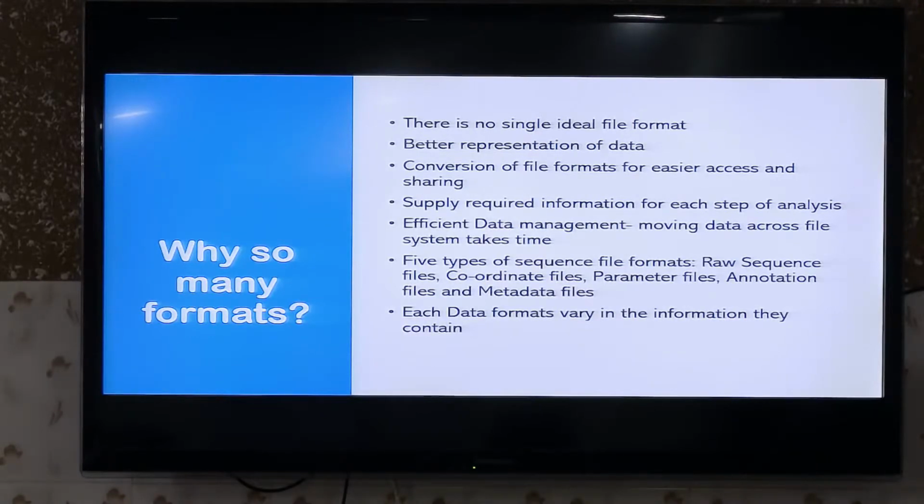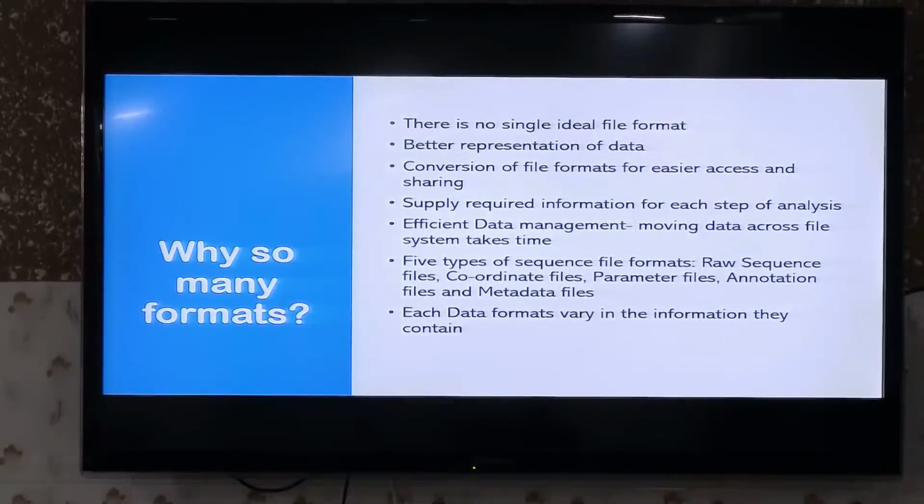So on the basis of type, we categorize them into 5 file formats. That is raw files, coordinates files, parameter files, annotation files, and metadata files. You all know what we have generated from the instrument, the next generation sequencing machine, that is our raw sequencing. Coordinates file is the file which we use generally for mapping purposes.